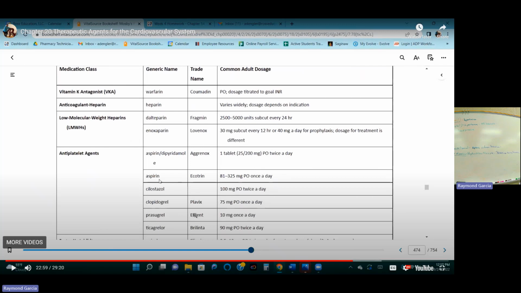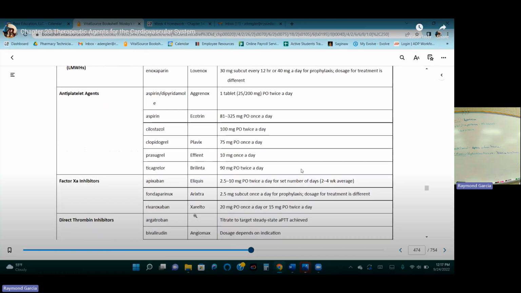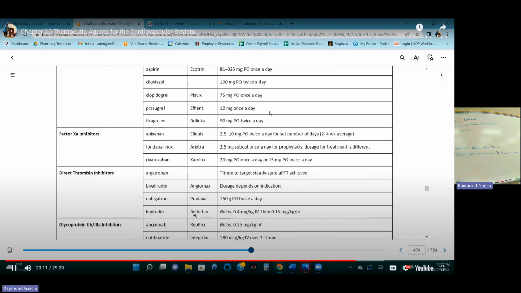And again, you see aspirin and clopidogrel here. These are antiplatelet agents also aiding in blood clotting. Warfarin, heparin. We have antiplatelet agents like aspirin, clopidogrel, cilostazol, factor Xa inhibitors. So all these are dealing with blood clots. These are different types of drug classes here on the left, and these all deal with blood clotting or to keep the body from clotting.